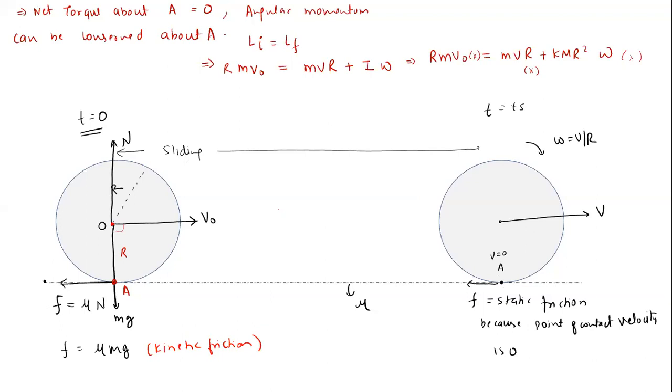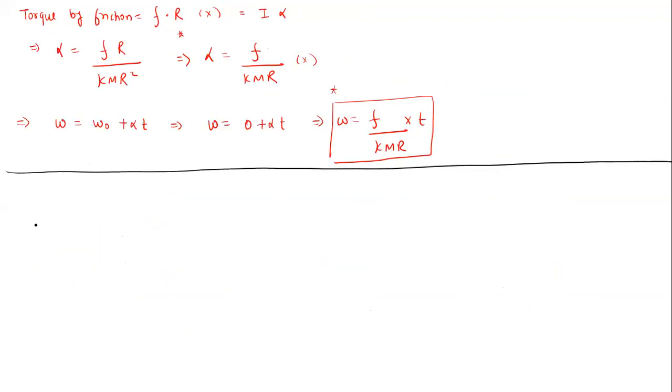Okay. Now how to find the work done by the friction? We can apply the work energy theorem. The work done by the friction force must be equal to the change in kinetic energy, that is final kinetic energy of the body minus initial kinetic energy of the body.